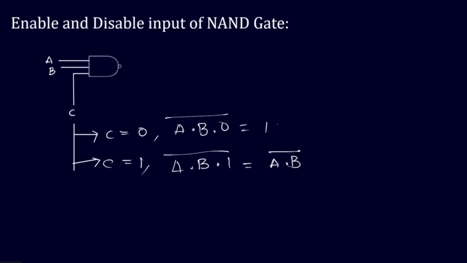We know that if there is a change in output with respect to a change in input, then that type of control input is known as the enable input. For C equal to 0, even if I change the A and B values, I will always get the answer 1. So this is the disable input. There is no change in output with respect to change in input. Whereas if I take C equal to 1, then with a change in inputs, my output will also change. So this will be the enable input of the NAND gate.